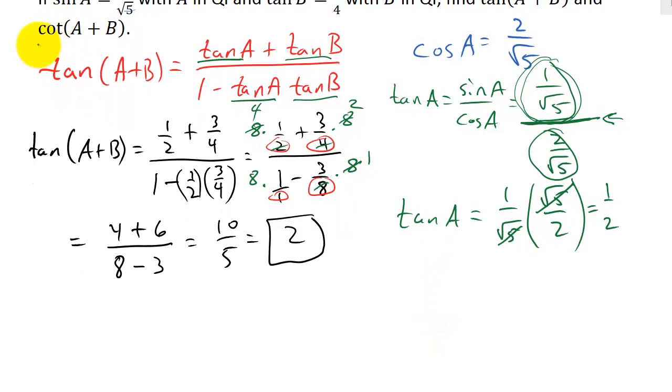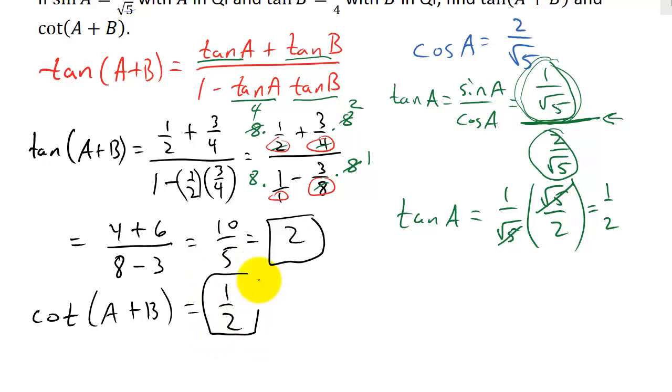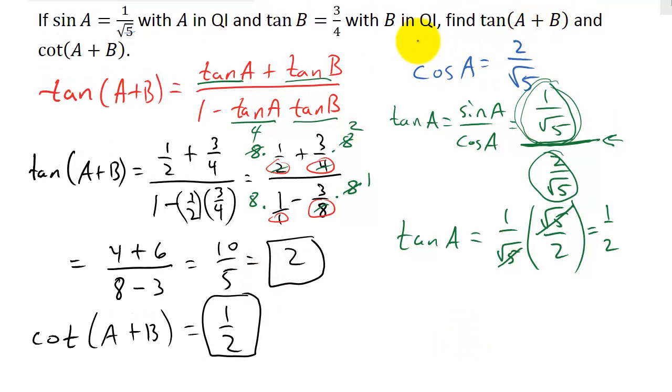Now, they also want us to find cotangent A plus B. Well, I was writing cosine. Cotangent of A plus B is equal to what? Well, it's equal to the reciprocal of tangent. Remember, tangent and cotangent are reciprocals of each other. So this is 2. So what's the reciprocal of 2? Well, it's 1/2. And that's your answer to tangent A plus B and cotangent A plus B.